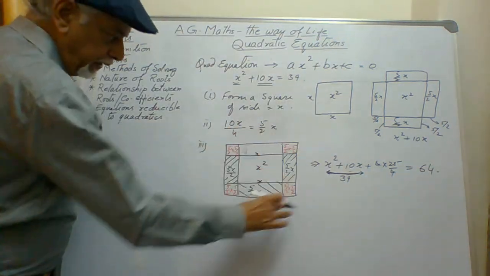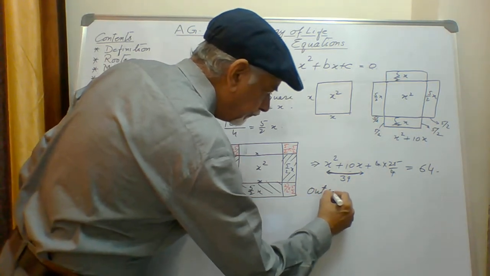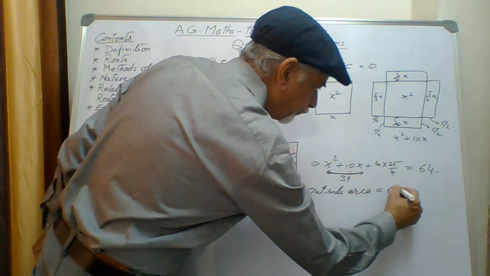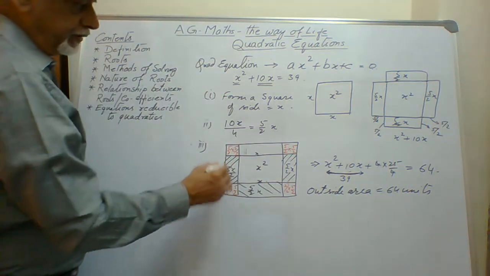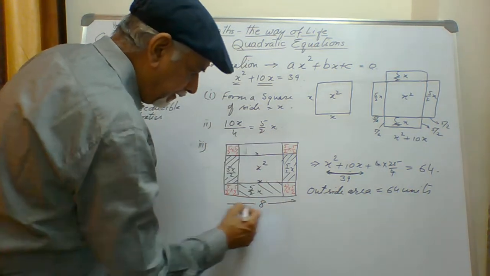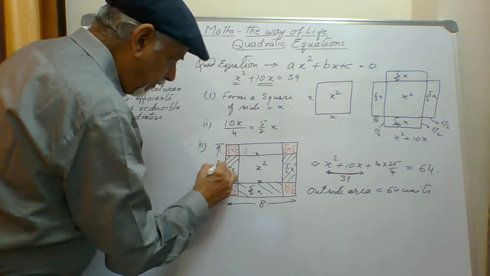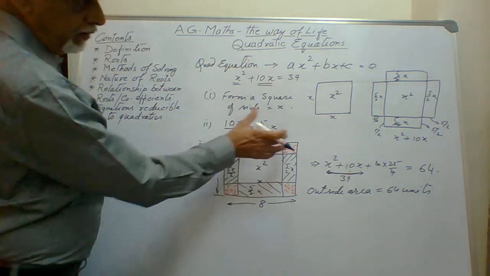That means this whole area, the outside area of this big square, is 64 units. And in a square, if the area is 64 units, then the individual sides are 8 and 8. This should be 8 and this should also be 8. So practically we got the value of this thing.